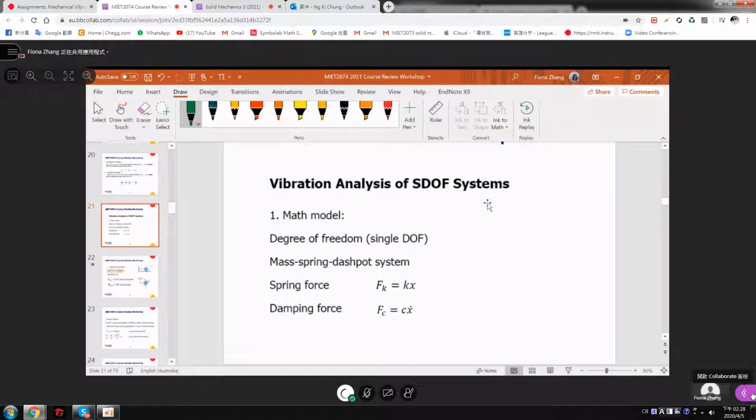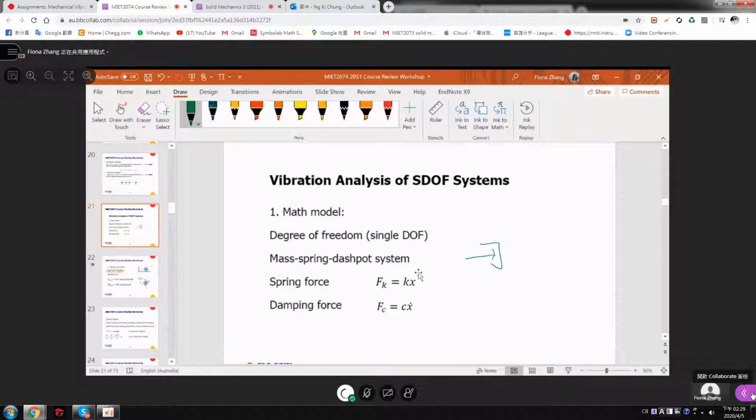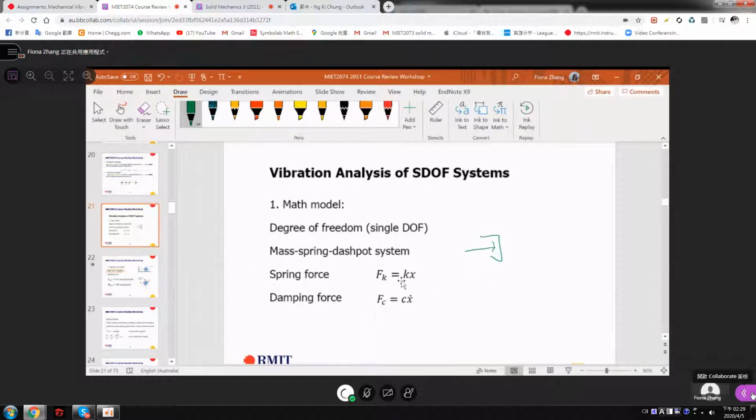Right, so you have the basic elements: mass, spring, and this actually is a damper. The dashpot is a damper, just drawn like this, so it's called a dashpot. For the model here, first is a single degree of freedom. So you have this vibratory system. You have spring force F_K equals Kx, and damping force F_c equals C x dot, where C is the damping constant, okay?